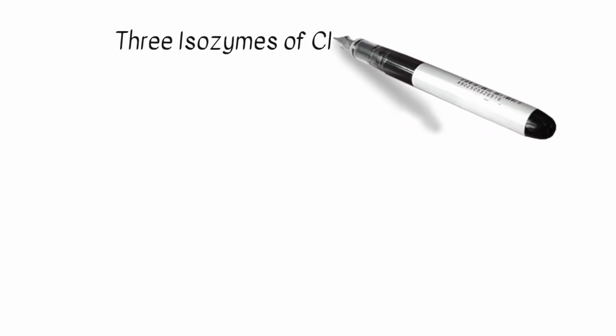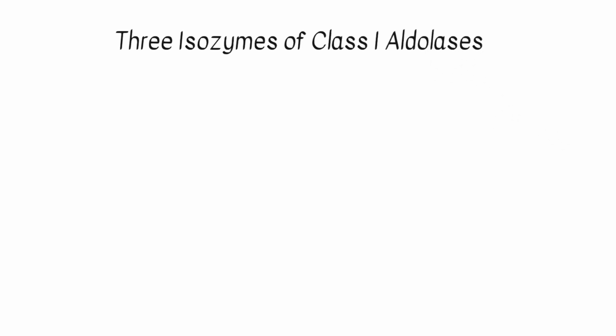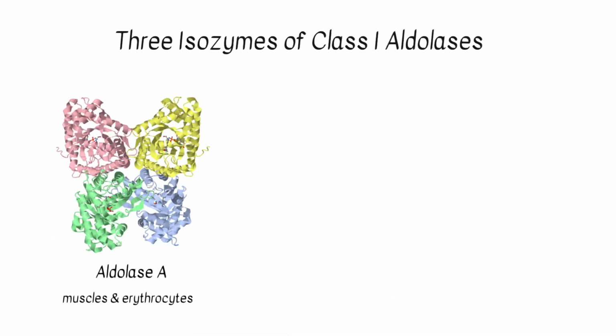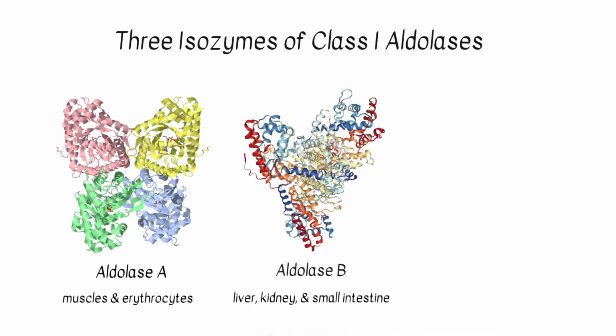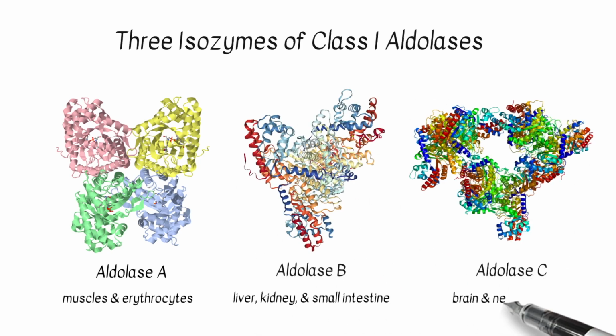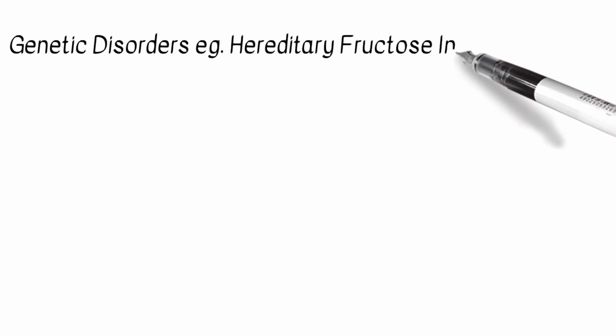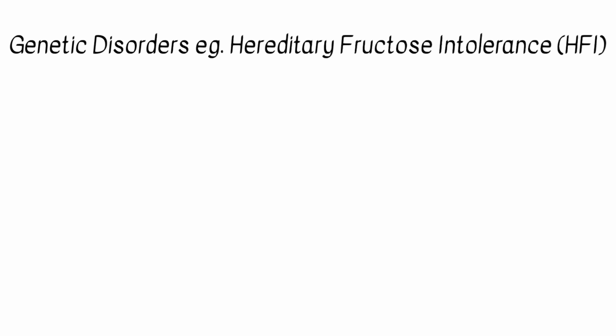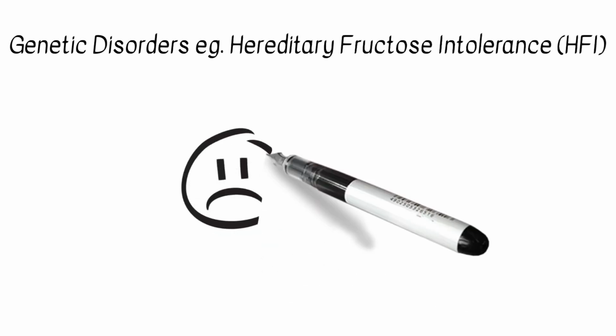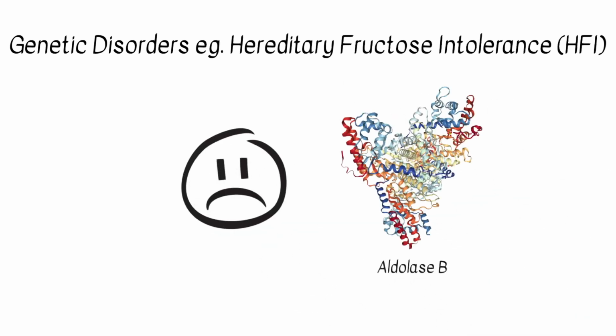Class 1 aldolases in vertebrates exist as 3 isozymes, with different tissue distributions and kinetics. Aldolase A in muscles and erythrocytes, aldolase B in liver, kidney, and small intestine, and aldolase C in brain and neuronal tissue. Deficiencies in aldolase lead to certain genetic disorders, such as hereditary fructose intolerance, HFI, an inherited inability to digest fructose due to a deficiency in activity of aldolase B.